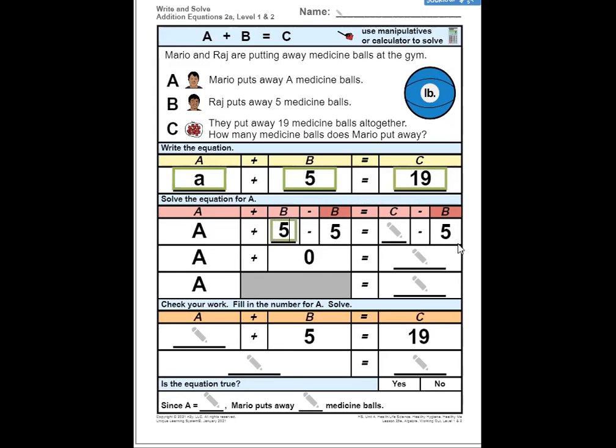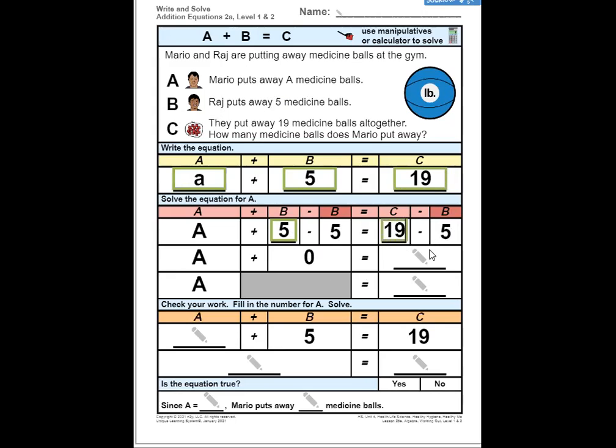5 equals C minus 5. What is C? 19. Very good. C is 19. 19 minus 5. So we're going to come down again. We'll bring our A down. That remains the same. A plus. Now we have to do a little subtraction here. 5 minus 5 equals what? 0. Very good.